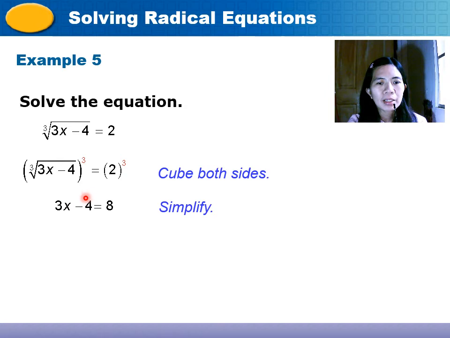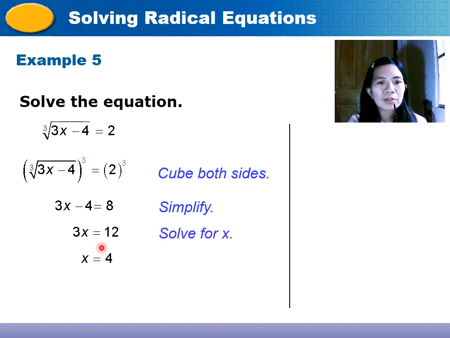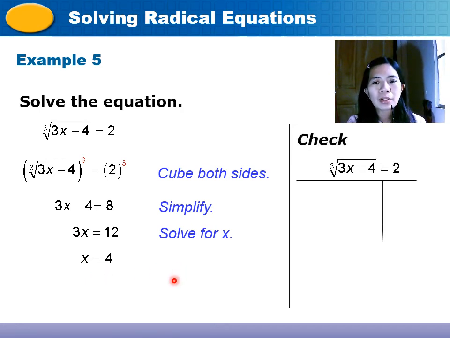Now, we will get the additive inverse of this. Combine the like terms. So we have 3x equals 8 plus 4 equals 12. So divide both sides of the equation by 3. The answer is 4. So let's check whether our solution is correct. Now, here we have 3 times 4, 12 minus 4 is equal to 8. So the cube root of 8 is 2. 2 equals 2 is correct.